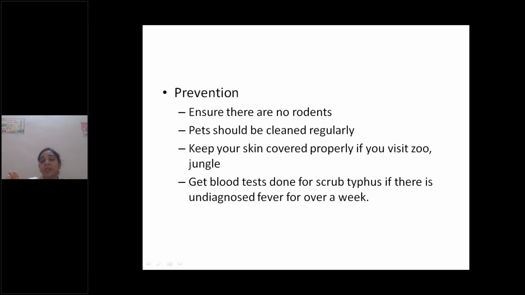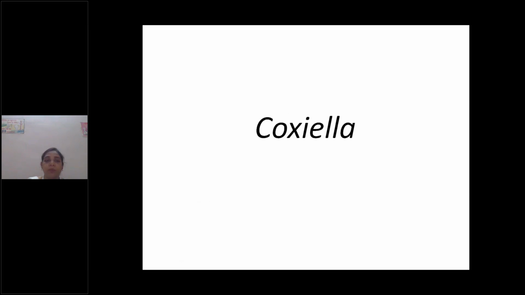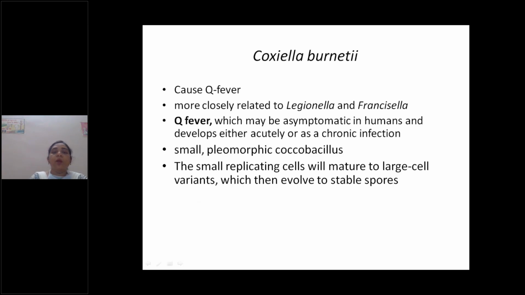Also, take the person's history, whether he has been in a zoo or a jungle or trekking, or if he has any pets, or if he has on his body any type of black scar. Anyway, take this and try to diagnose pyrexia of unknown origin. Next one, Coxiella. Coxiella causes Q fever. So in the first point, you have learned one thing.